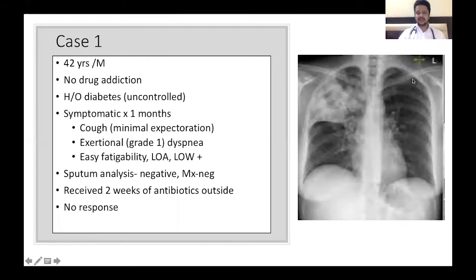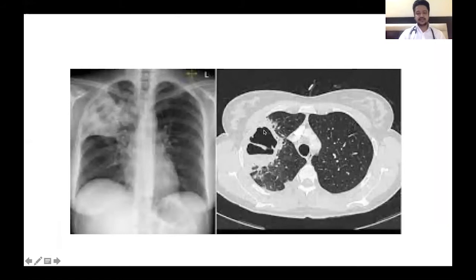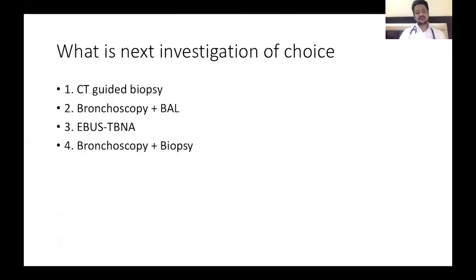This is the X-ray of that patient, in which we can see a right upper lobe consolidation with probable cavitation in that area. The CT depicted the same right upper lobe consolidation with cavitation. So how do we proceed in this case? What is the next investigation? Should we go for CT guided biopsy, or do we have the option of bronchoscopy with bronchoalveolar lavage, that is BAL, or should we go for EBUS TBNA, or bronchoscopy plus biopsy? Let's try to find out the answer.